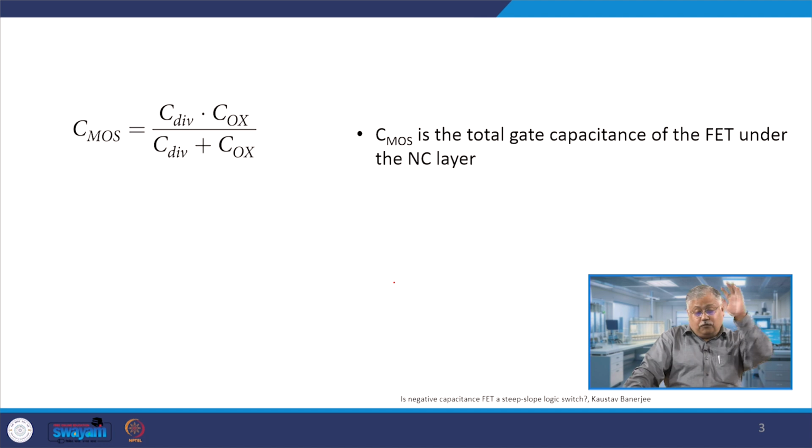If you look at the overall MOS capacitor because of this, it is basically a series combination of C_div and C_ox, and you will get C_div times C_ox upon C_div. C_div we have already defined in our previous lecture. It consists of quantum capacitance, traps, source drain fringing field capacitance, and so on and so forth. And that is what you get for the NC layer as well.